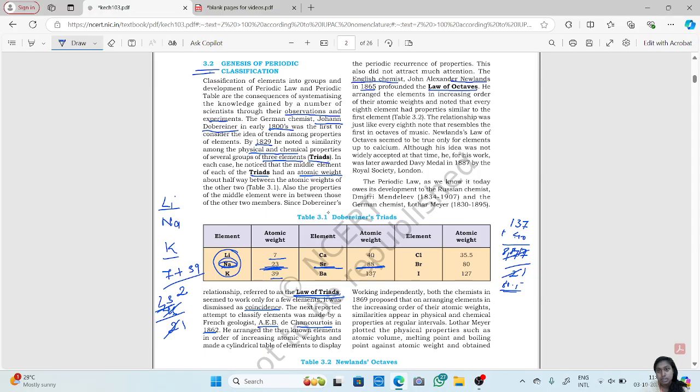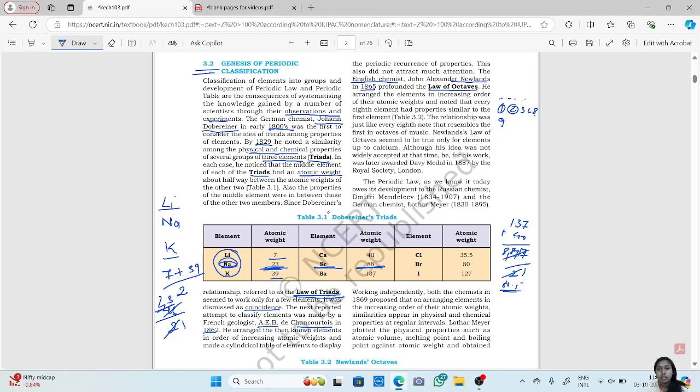arranged the elements in an atomic order, in increasing order of their atomic weights. As their atomic weights increased, he arranged them in order till the 8th element. Element 1, element 2, 3, 4 till 8, he arranged them in their increasing order. Once the 8th element was written, the 9th element, he wrote it down.